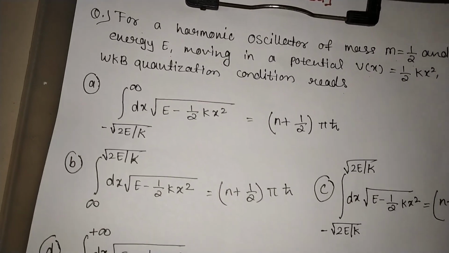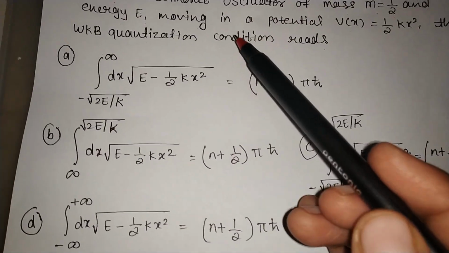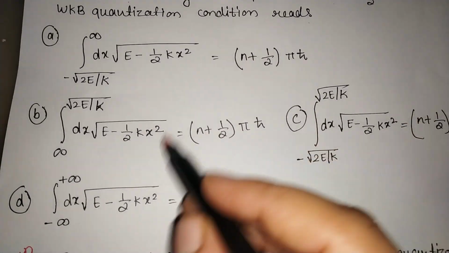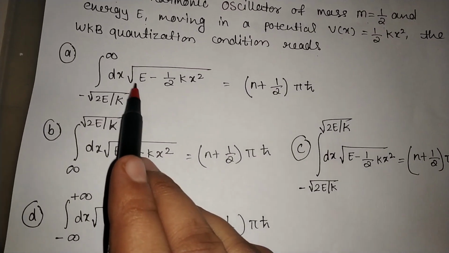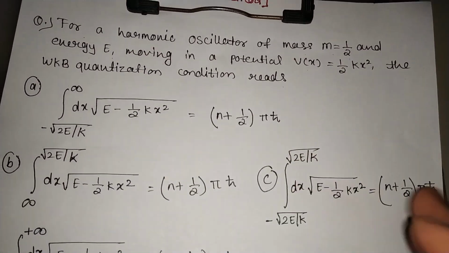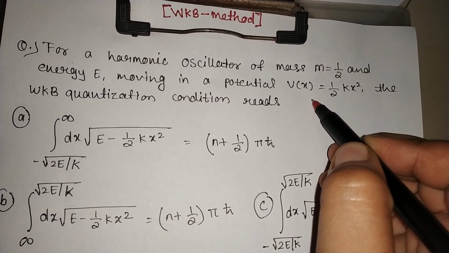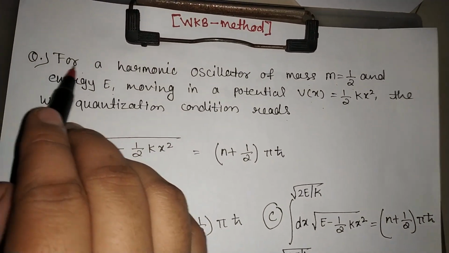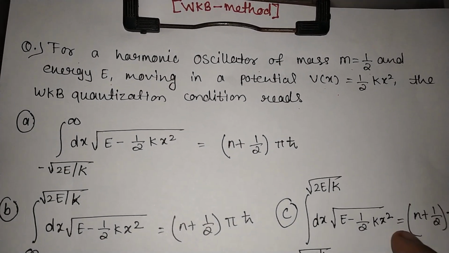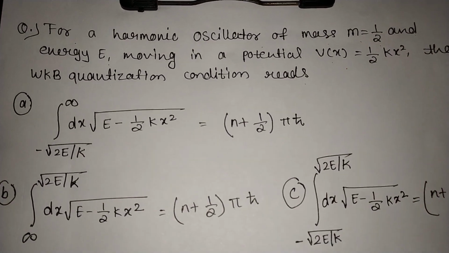Basically, what we have to find here is the equation. As you can see, it is just an equation, not the complete answer. So we have to find which one of these is correct according to this condition. For this we have been given the potential, and it is for a harmonic oscillator. Clear? This we can simply determine.